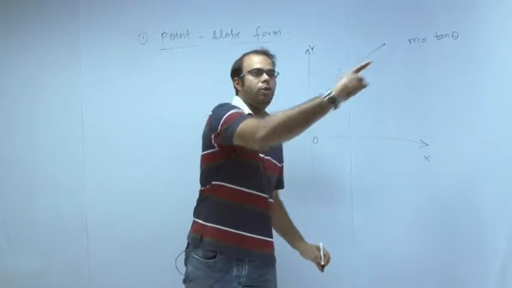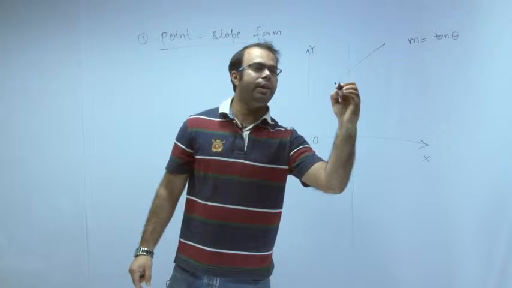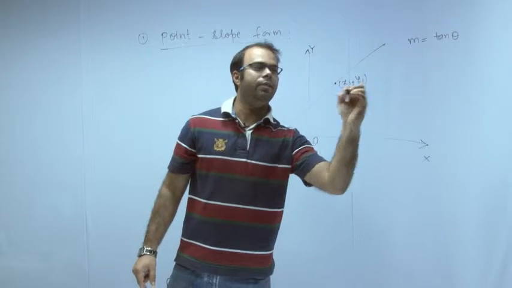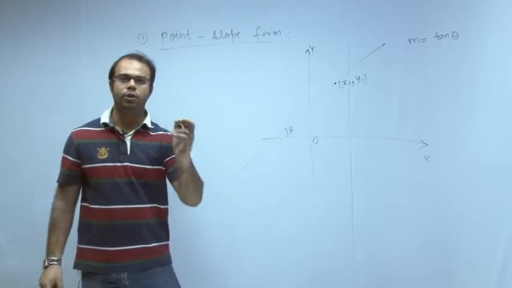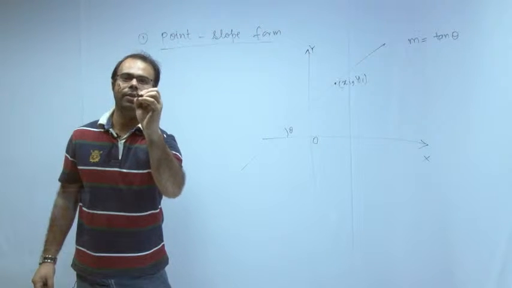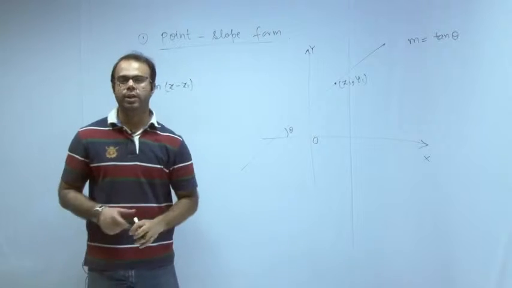This slope m equal to tan theta is the value which is given to you, and there is a point (x1, y1) on the line which is given. Now we have to find the equation of this line. The equation of this line is given as y minus y1 is equal to m into (x minus x1). How has this equation come?